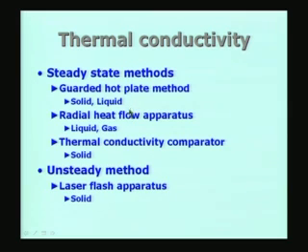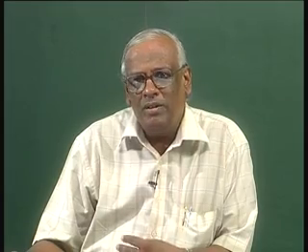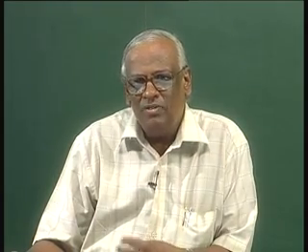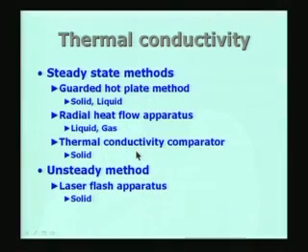Then we have what is called the radial heat flow apparatus, which uses a very small gap between two cylinders, and the specimen, either in the form of a liquid or gas, is taken in the gap, and we allow heat transfer to take place across the gap under a temperature difference. And in fact, there is one way of suppressing any convection taking place within the sample. The third method I am going to discuss is the thermal conductivity comparator, which will be with respect to the measurement of thermal conductivity of solids.